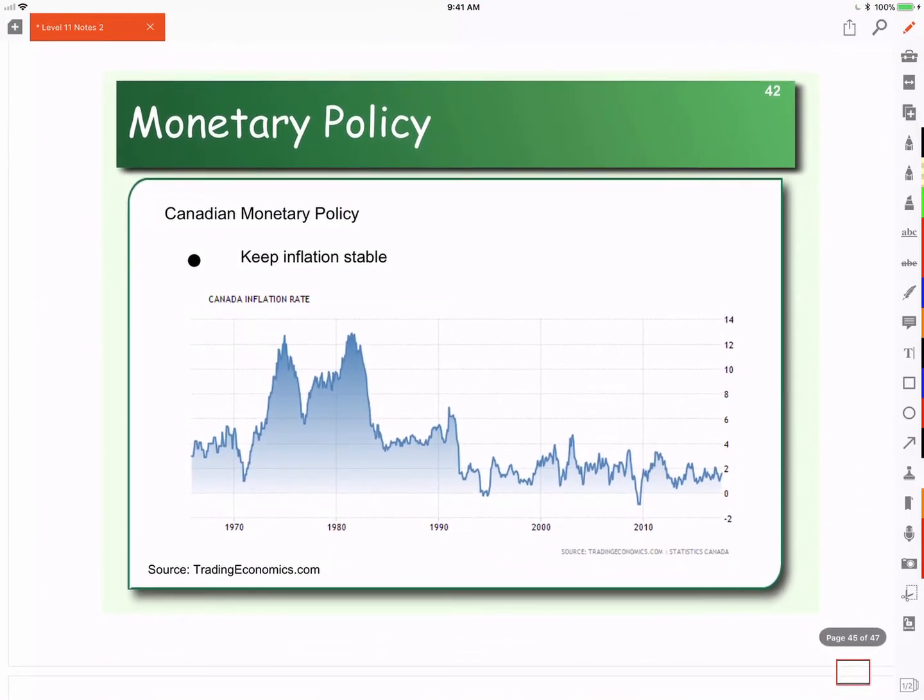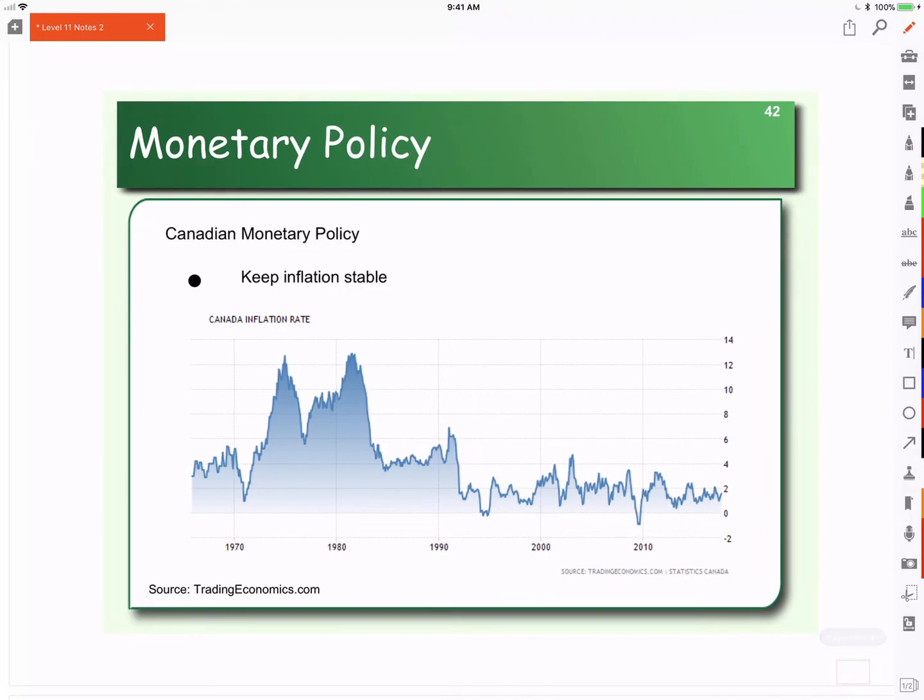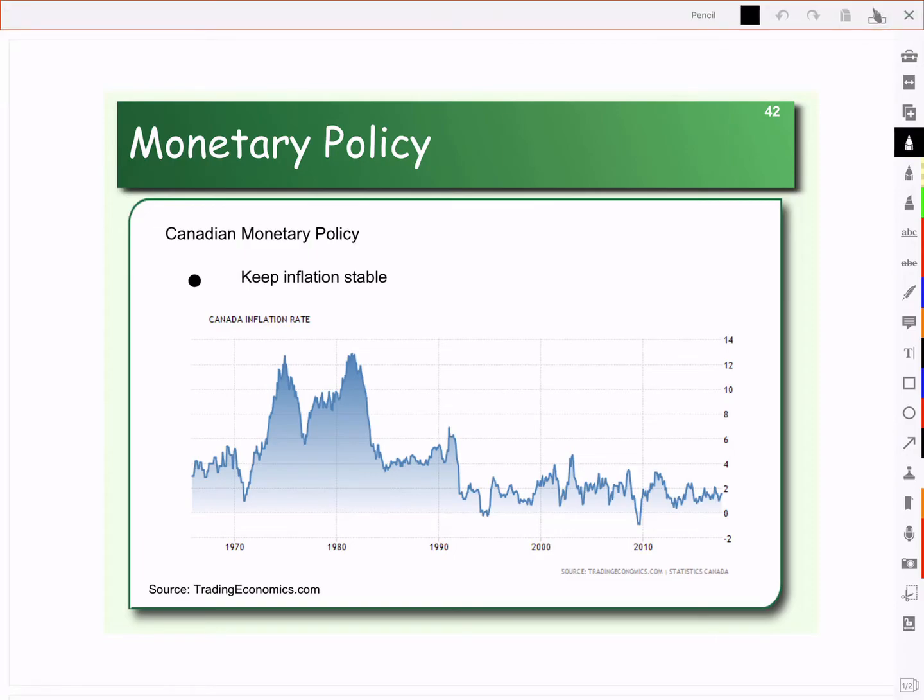So let's look at how Canadians use monetary policy. Since 1993, the primary goal of the Bank of Canada has been to keep the inflation rate between 1 and 3%. So we primarily use monetary policy, changing the money supply and changing interest rates to keep inflation between 1 and 3%.